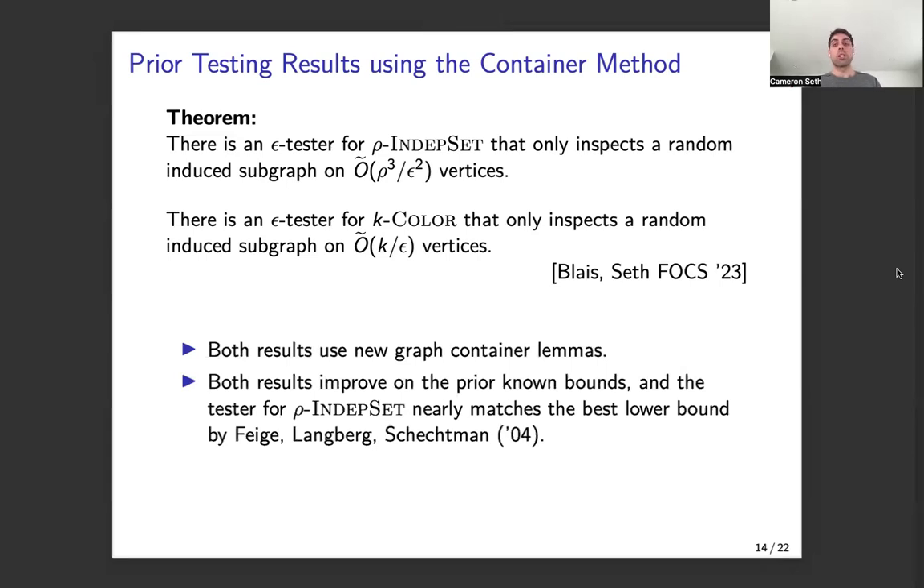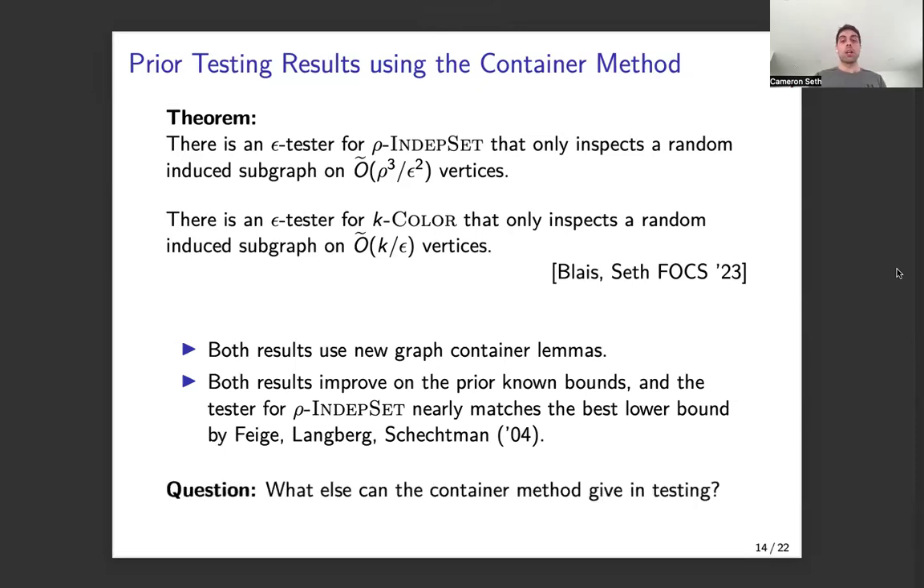And both of these results used new graph container lemmas, in particular, strengthened versions of the container lemma I mentioned before. And also both of these results improved on the prior known bounds. In particular, the bound for the rho independent set property nearly matches the best lower bound by Feige, Langberg, and Schechtman up to logarithmic factors.